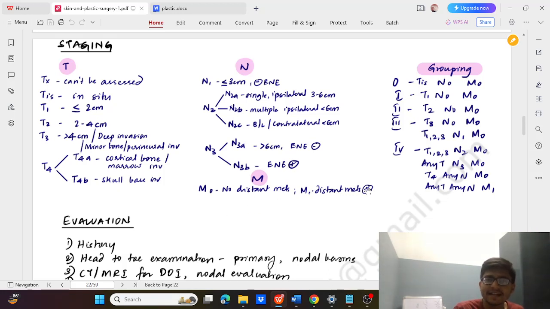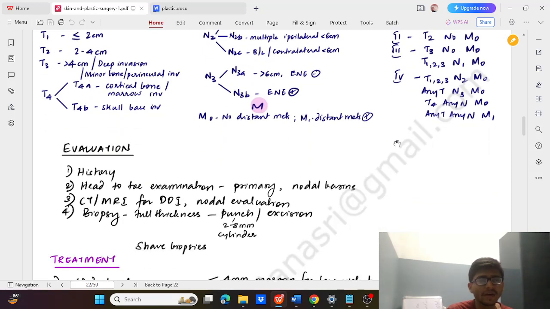M1 is distant metastasis. So stage grouping of TNM here will be T1 will be stage 1, T2 will be stage 2, T3 will be stage 3, N1 with any T1, 2 or 3 will be stage 3. Stage 4 is N2 or N3, T4 or M1. So these will be the stage grouping of squamous cell carcinoma.